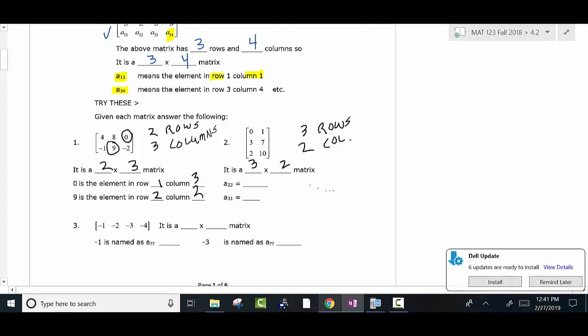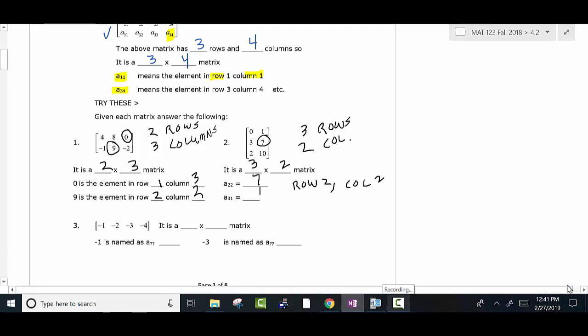A22. Which number would be in row 2, column 2 in this problem? That would be the 7. Again, that's just vocabulary is what we're doing. The next one is A31. You're in row 3, column 1. Which number is there?